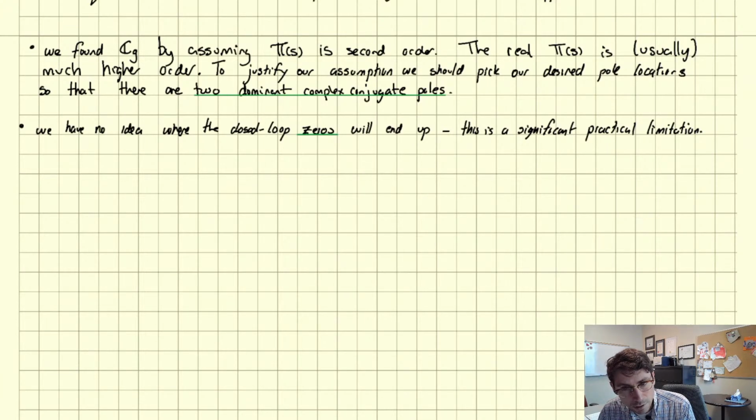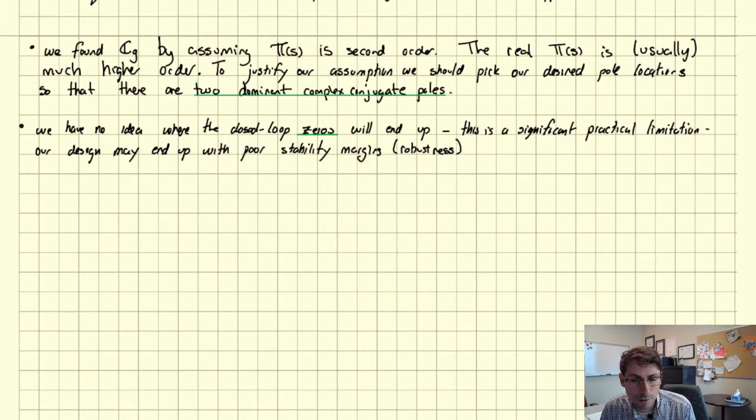Okay, so what does that mean in terms of things you might actually observe? Our design may end up with poor stability margins. So that's robustness to model uncertainty, right? What you would have called in third year, gain margin, phase margin. Those characterize in some sense how much tolerance your closed loop system has to model uncertainty.